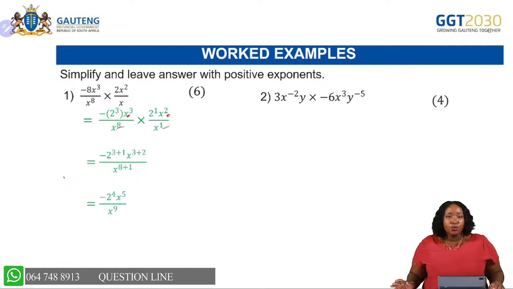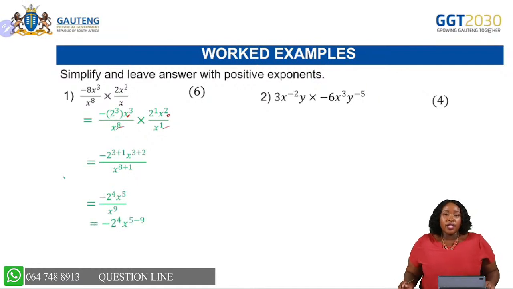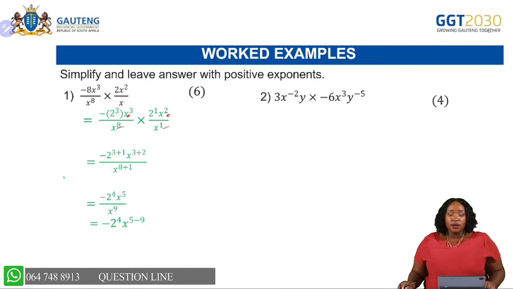You can still do more. Do you notice that you have a base that is the same in both the numerator and the denominator? So that means we can actually rewrite this and subtract the exponents for the x base and say 5 minus 9, right? So now we have negative 2 to the power of 4 times x to the power of 5 minus 9. And what's 5 minus 9? It's negative 4, right?